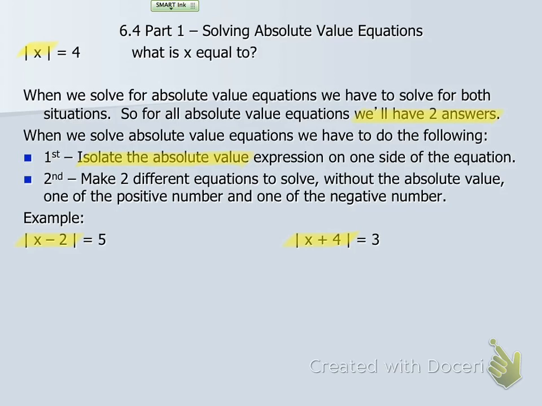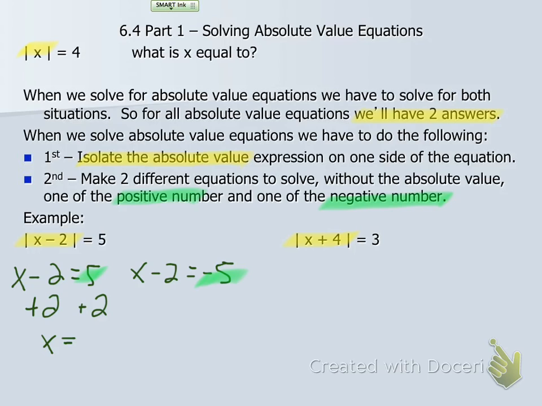and so from here, what I want to do is make two different equations to solve. And I want one of them with a positive number, one with a negative number. So do x minus 2 equals 5, and x minus 2 equals negative 5. So when we're talking about a positive number and a negative number, we're just talking about the number on the opposite side of our equation, opposite of the absolute value. So from there then, just solve both equations. So add a 2 to both sides, so you get x is equal to 7, or solve the other one, add 2 to both sides, x is equal to negative 3. And that's my final answer.